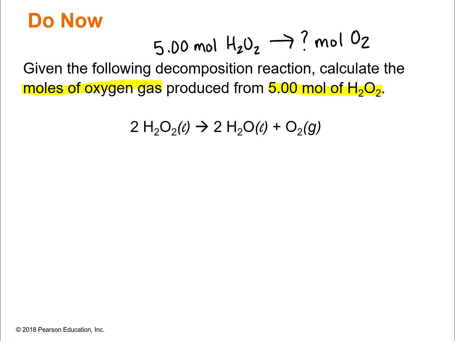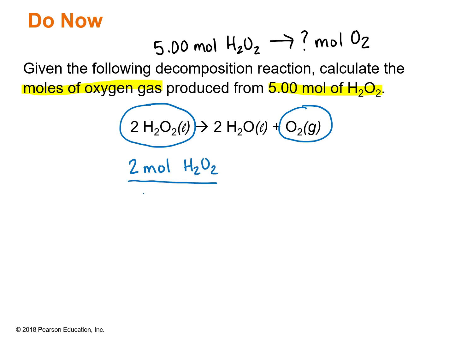The two compounds we're interested in are the hydrogen peroxide and the oxygen. From the balanced chemical equation, you write the mole ratio. So you read the numbers in front of the compounds as moles. For hydrogen peroxide, it would be 2 moles. And we write these ratios as fractions. 1 mole of oxygen gas. When there's no coefficient written in front, you write 1 mole.